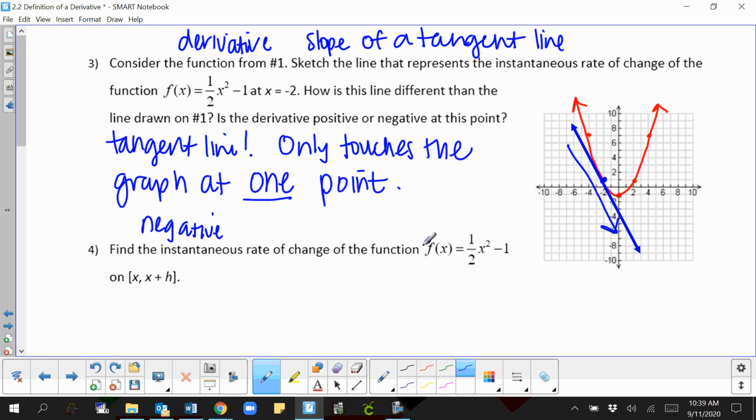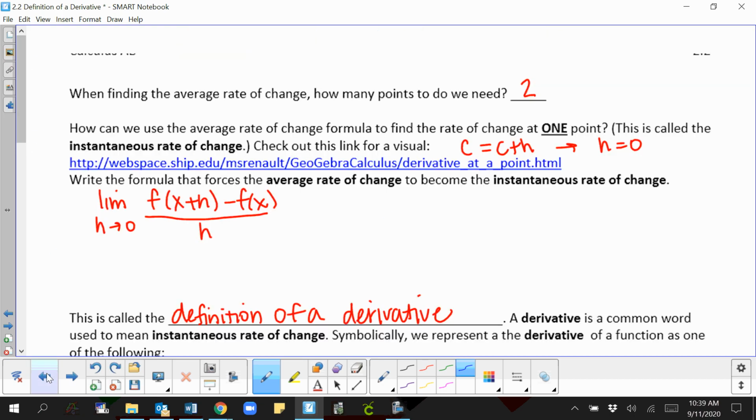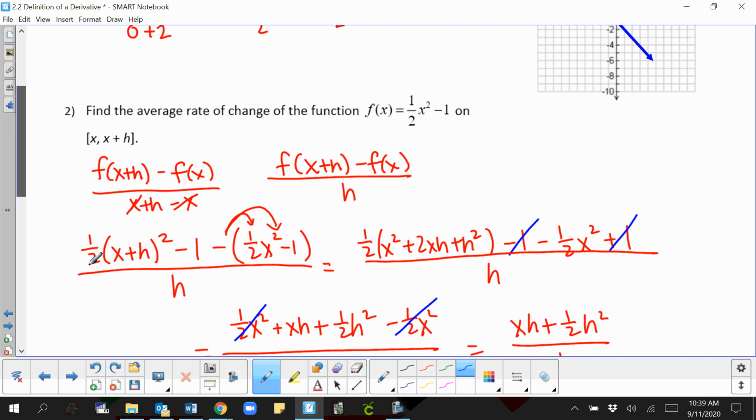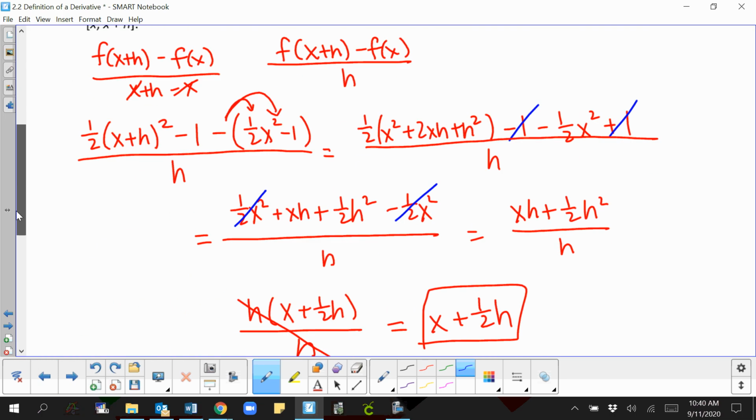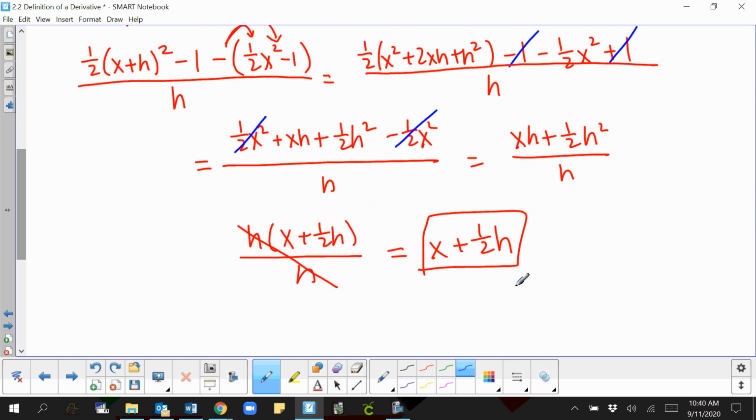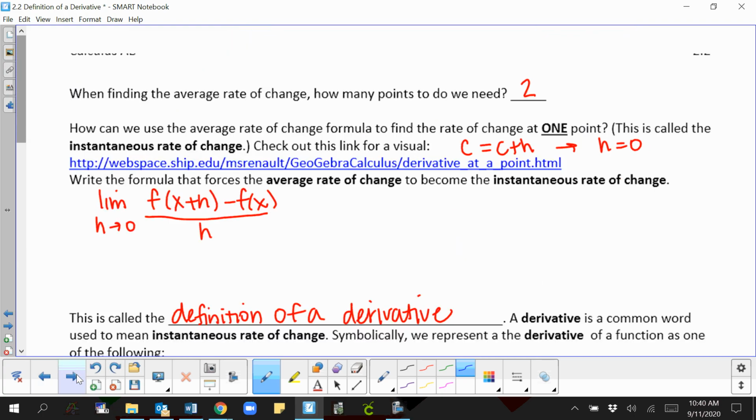So find the instantaneous rate of change of the function from x to x plus h. We're going to do the exact same thing we did in the last example over here, except now we're just going to put a limit in front of it and use that limit to help us find the slope of our tangent line. So what I'm looking at here is the limit as h approaches 0 of f of x plus h minus f of x all over h. And I know from my first example 2 right here that when I simplify all that down, I get x plus 1/2 h. So we're not going to do that whole process again.